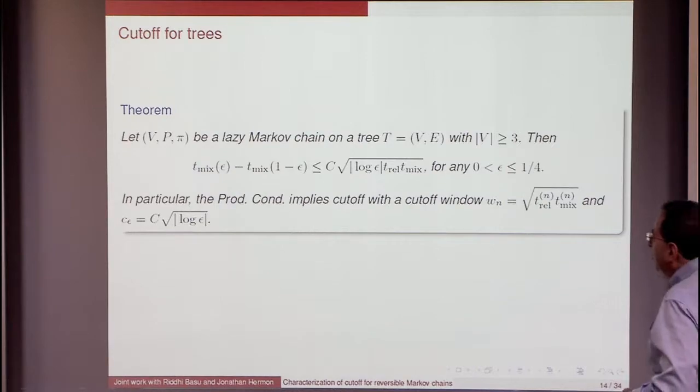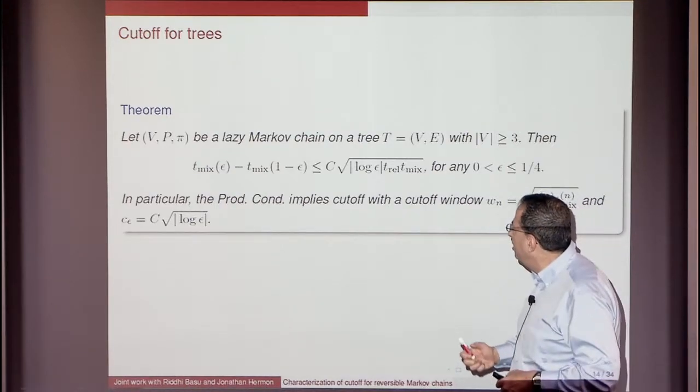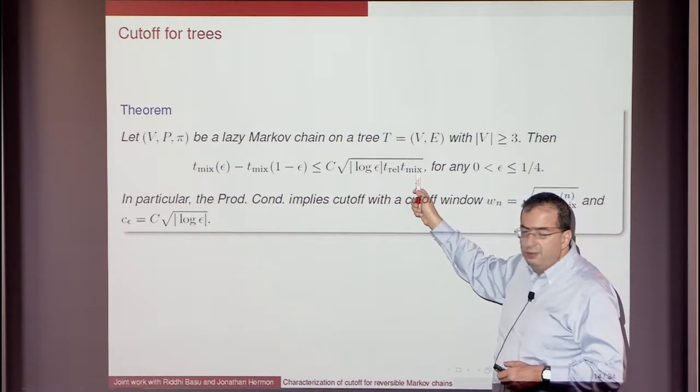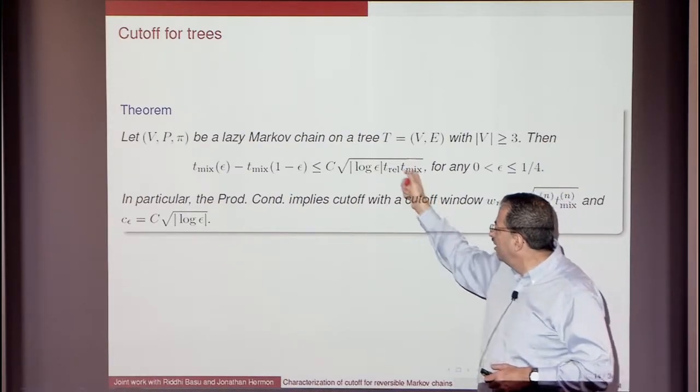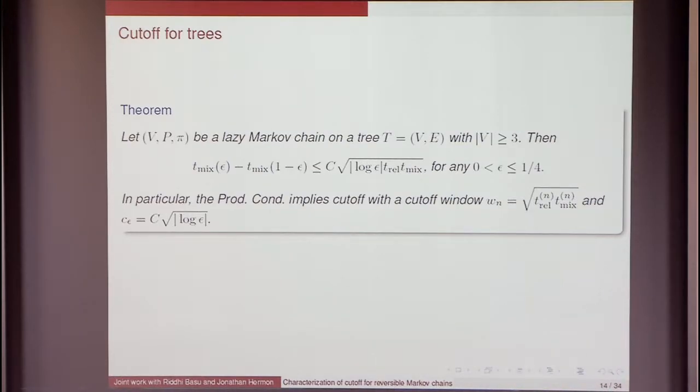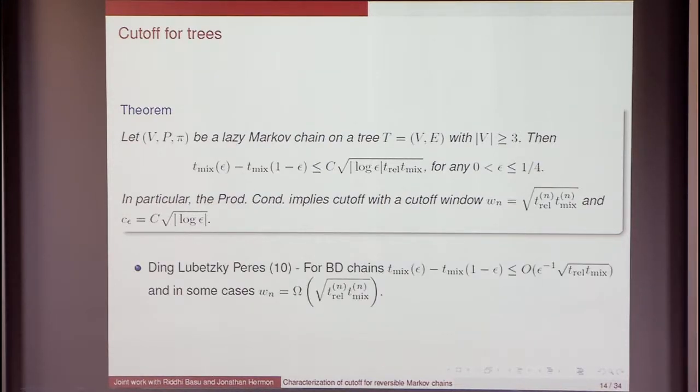Okay, so this is always true, but if you are in a sequence of chains with the product condition, so if the relaxation time is little o of the mixing time, then you see that this geometric mean is also little o of the mixing time, and so you have cutoff. This immediately gives that on trees, the product condition implies cutoff. And it's actually done with sharper dependence on epsilon than the previous works.